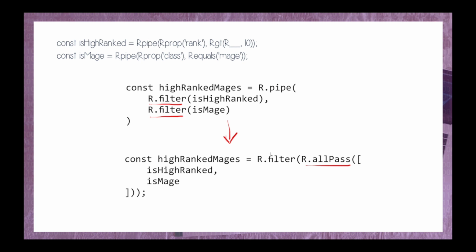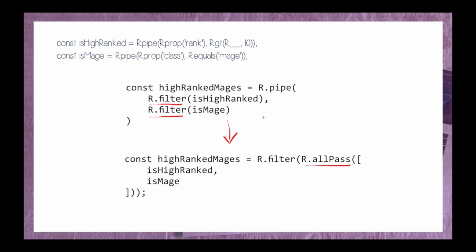So instead, we take just a single filter function, and we are passing in here the allPass special function from Ramda.js, and the allPass function will return true only in case when all the predicates return true. So it's kind of a logical AND operation here. So allPass will return true if the character is high ranked and the character is a mage. And that is great because, like before, we have reduced the number of operations we perform for a given input. And that can be very useful when we're working with large arrays.